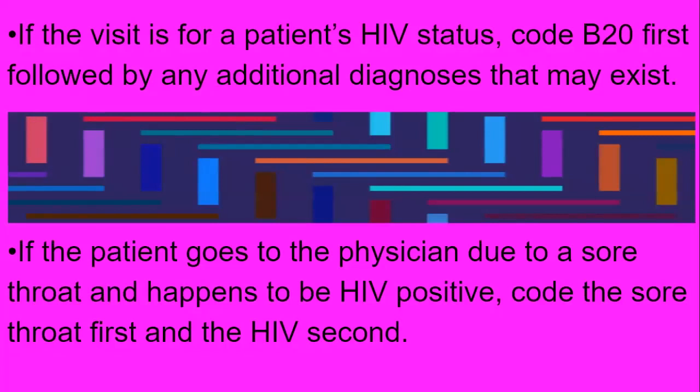If the visit is for a patient's HIV status, code B20 first, followed by any additional diagnosis that may exist. If the patient goes to the physician due to a sore throat and happens to be HIV positive, code the sore throat first and then HIV second.